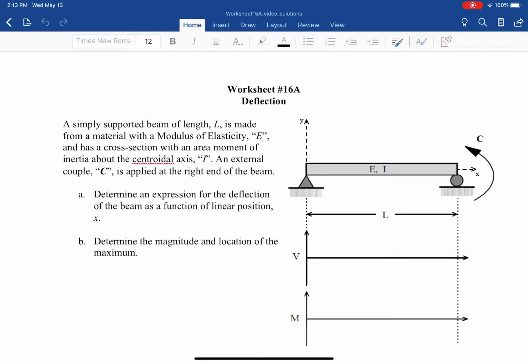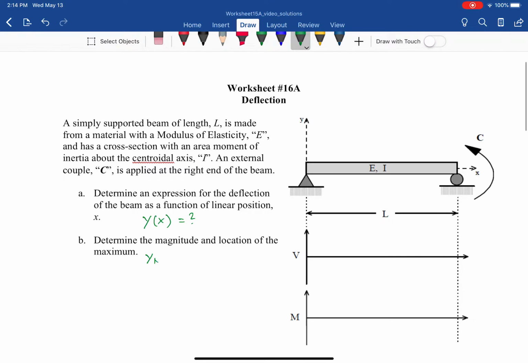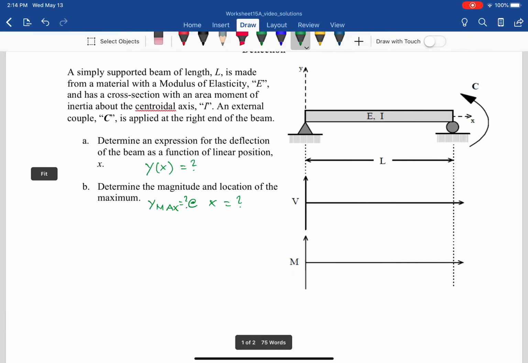The question is to determine an expression for the deflection of the beam as a function of linear position x. Basically, the question asks what is y(x), the deflection, and to determine the magnitude and location of the maximum deflection. So what is y max, and at x equal to what? Okay, so that is the question asked here.